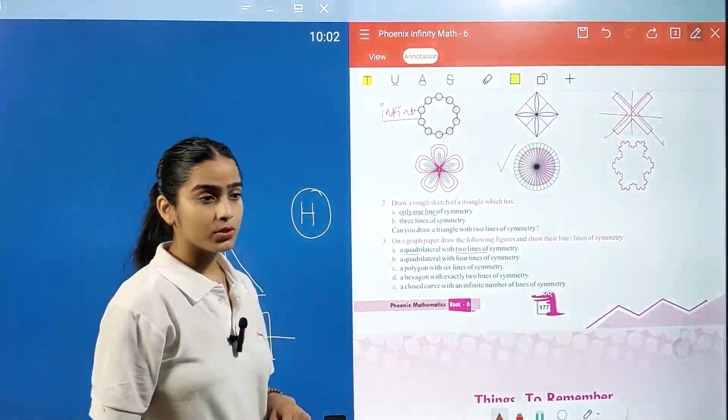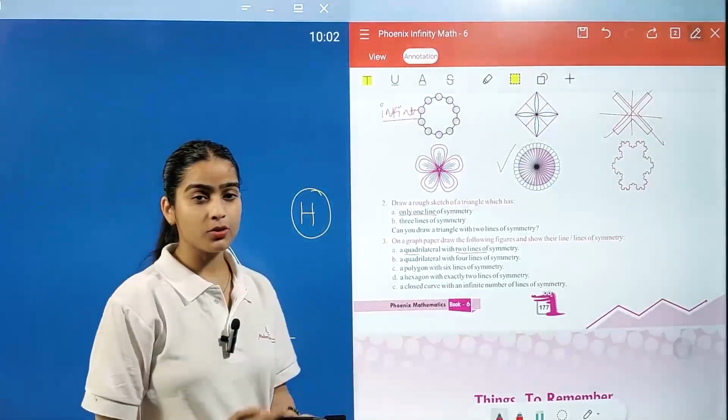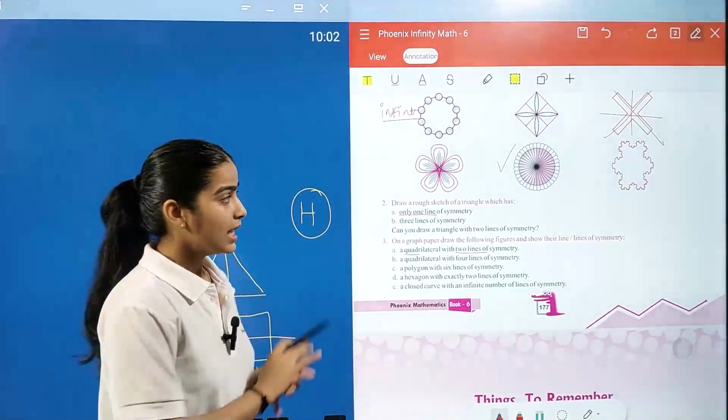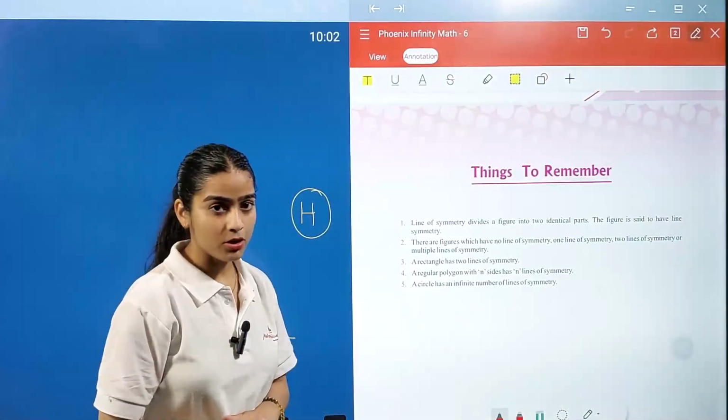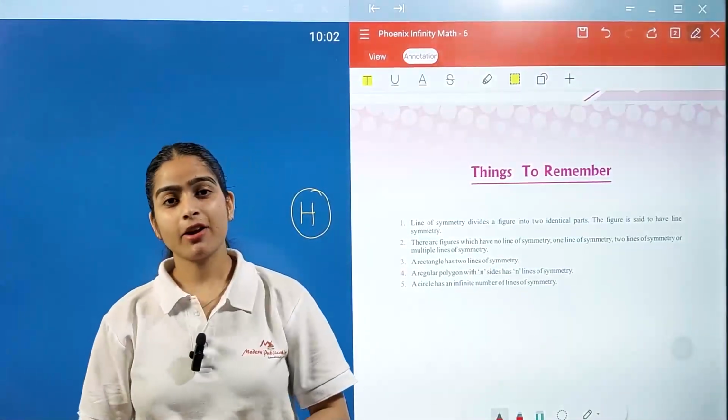So I hope, students, this is very easy for you and you can do the rest of the questions left by me in this exercise. And now these are the points you have to keep in your mind while solving this chapter, and this is the end of your chapter.